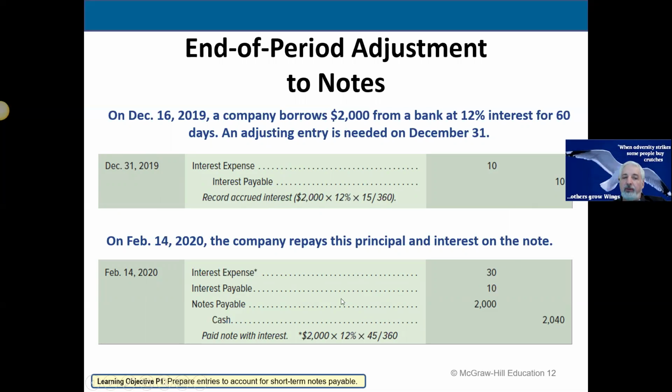So when February 14th comes around and we pay that off, we write the $2,040 check, because it's $40 worth of interest, clear the note for $2,000, and clear the interest payable from December 31 of $10. And this year, we're going to recognize $30 in interest expense. We're not going to recognize $40 in expense for this year, only $30, because $10 of it we recognized last year.